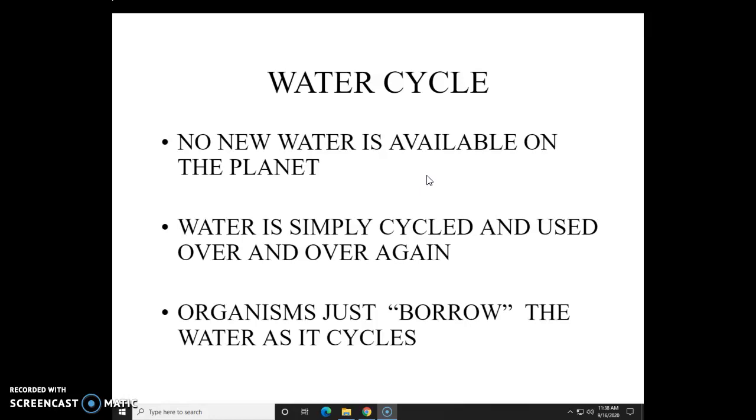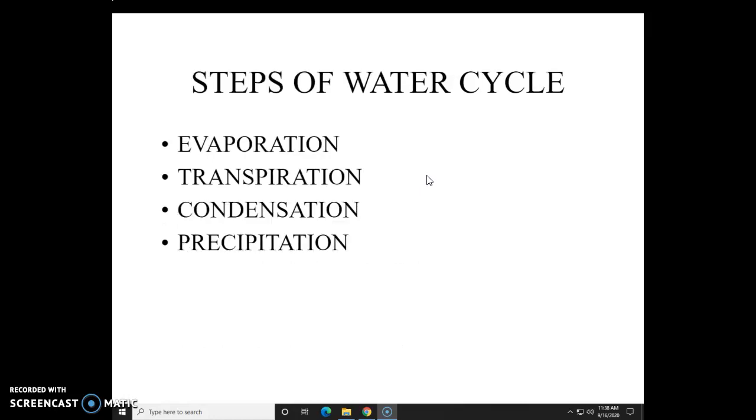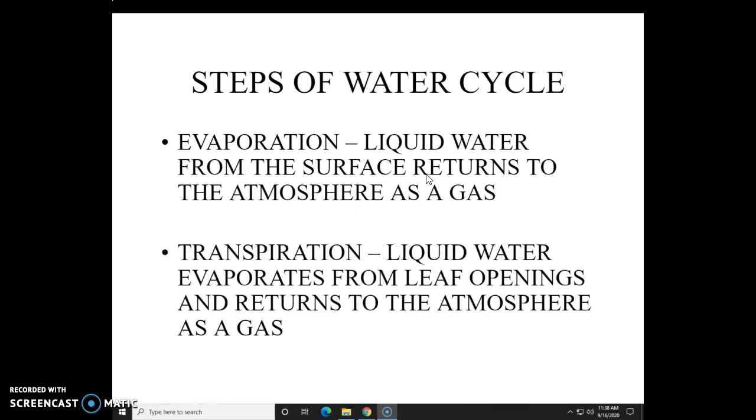Now, I want you to write down some things. There's 4 steps to the water cycle: evaporation, transpiration, condensation, and precipitation. So I want you to write these down. Evaporation is liquid water from the surface and it returns to the atmosphere as a gas. And then transpiration is liquid water that comes from the leaf openings of plants and returns to the atmosphere as a gas. And always keep in mind you can stop the PowerPoints and move on with them.